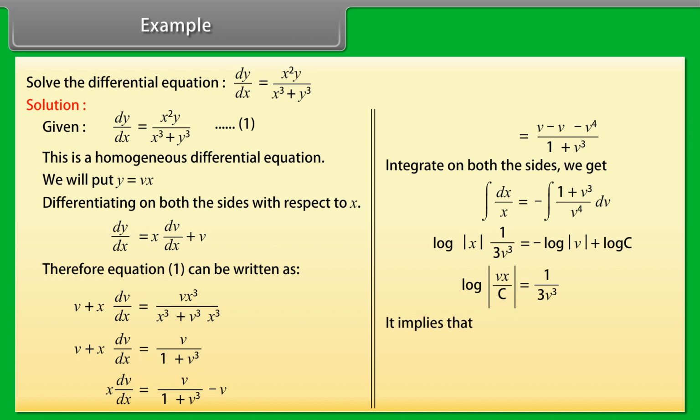It implies that vx by c equals e raised to the power 1 by 3v cube. It implies that y by c equals e raised to the power x cube by 3y cube, or y equals c into e raised to the power x cube by 3y cube. Linear differential equations.